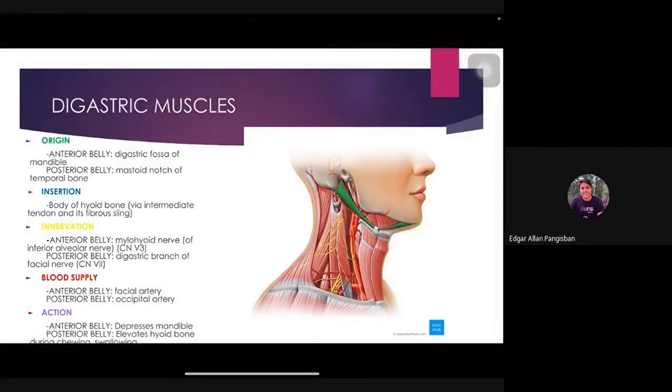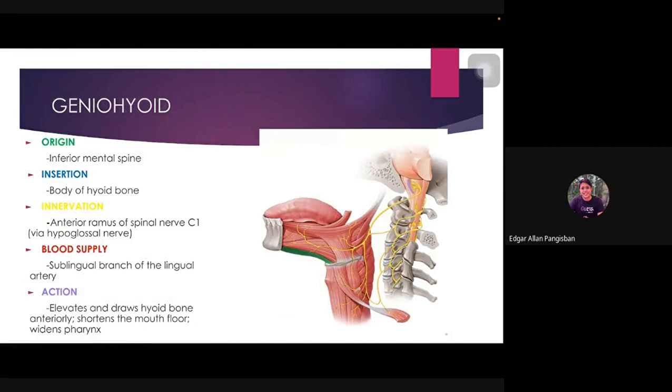Okay? Gets po. The innervation. Magkaiba din ang kanyang innervation and blood supply. Innervation for the anterior belly is the mylohyoid nerve of the mandibular division of your trigeminal nerve, kasi nga V3. While the posterior belly is innervated by the digastric branch of the facial nerve, or your CN7. Blood supply, anterior belly is supplied by your facial artery, while the posterior belly is supplied by the occipital artery, since nasa likod siya. Okay. Next, geniohyoid.